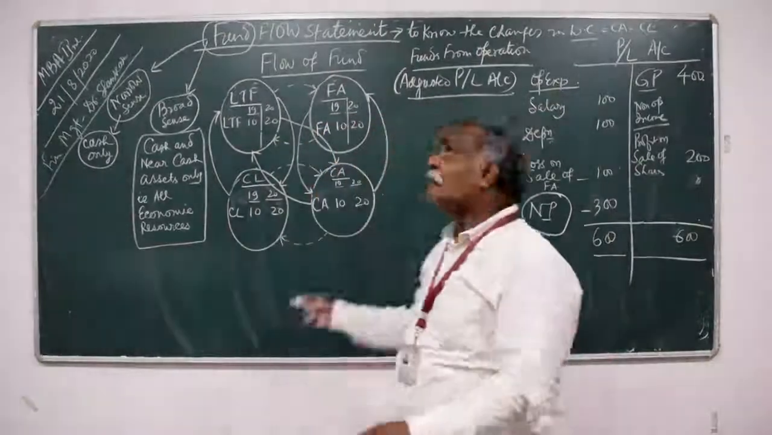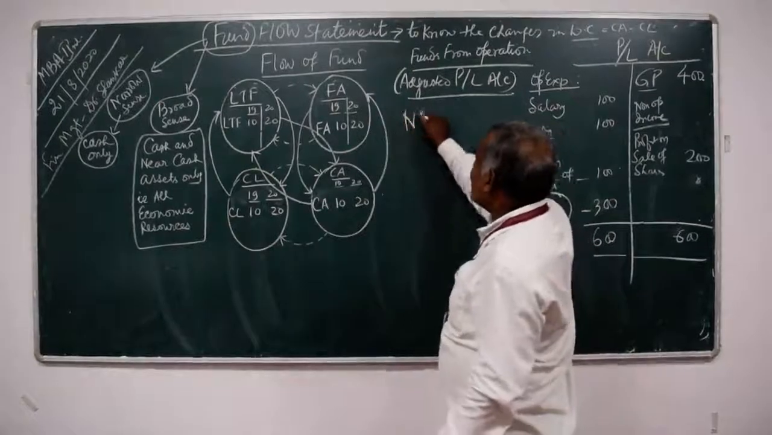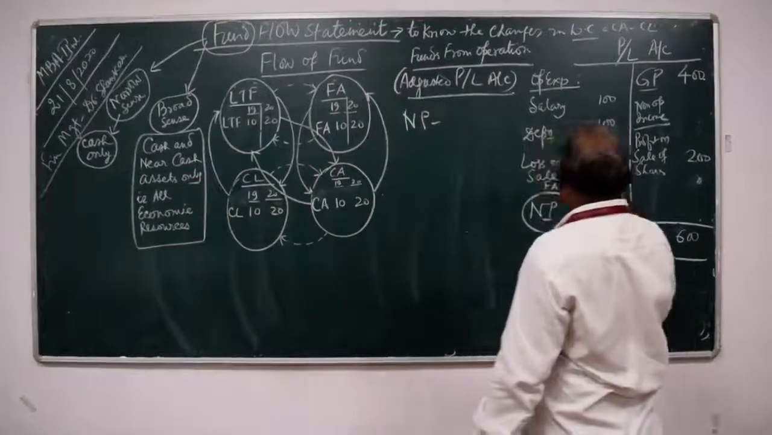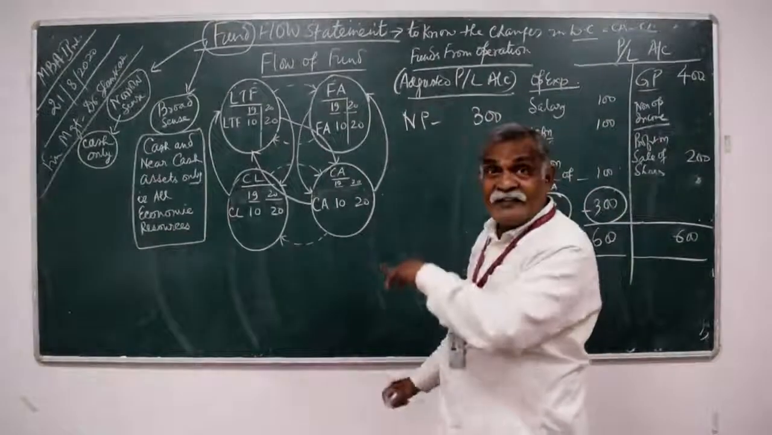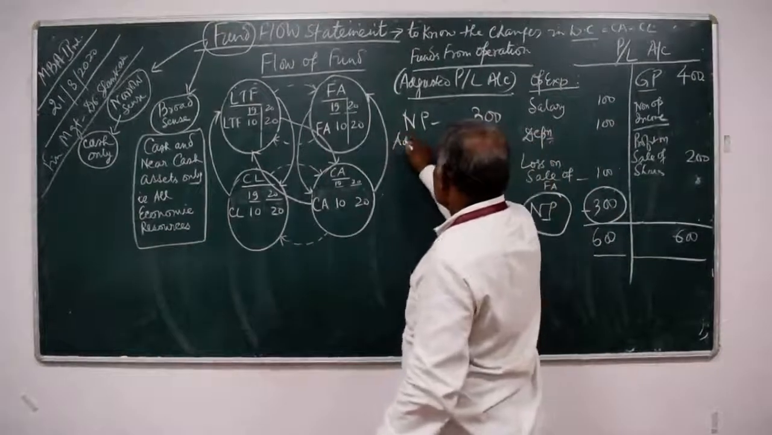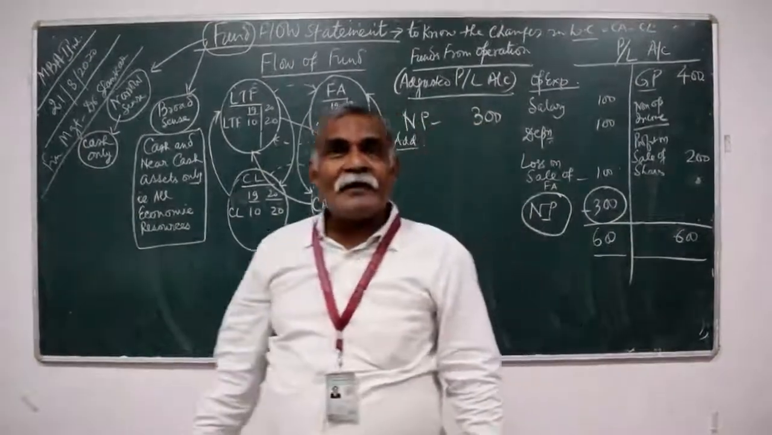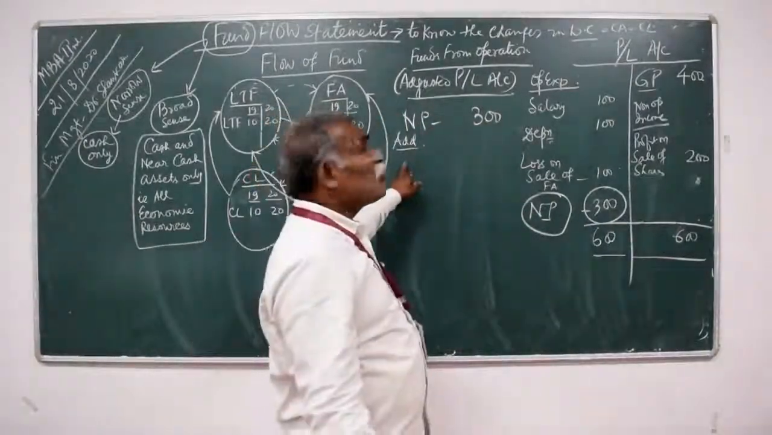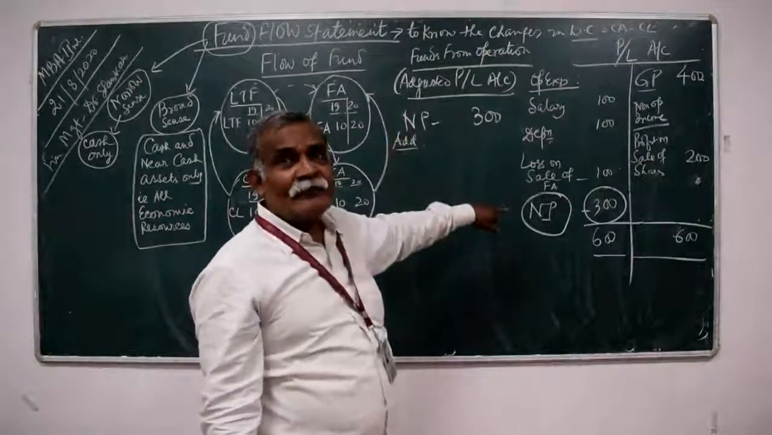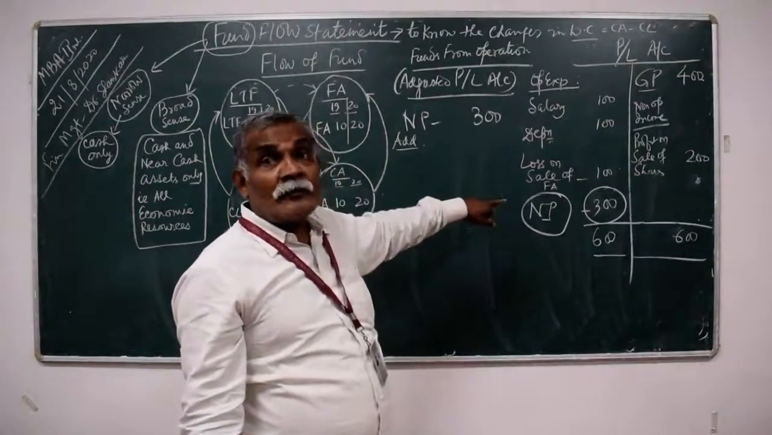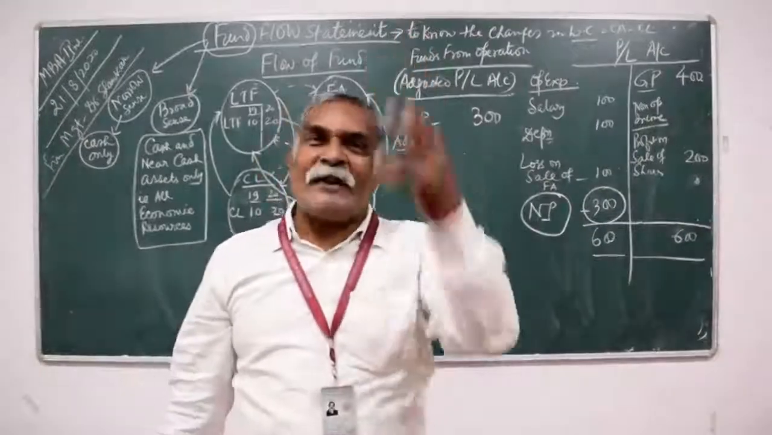So how do we calculate net fund from operation? Very easy. First of all, we take net profit. How much is your net profit? 300 rupees. Now we have to adjust. Adjust means add or subtract. What do we want to add? We want to add those items due to which our net profit is decreasing and which are non-operating.